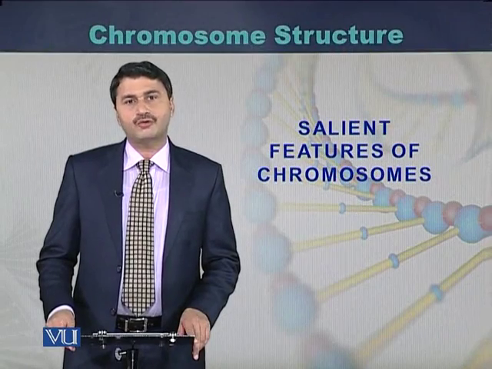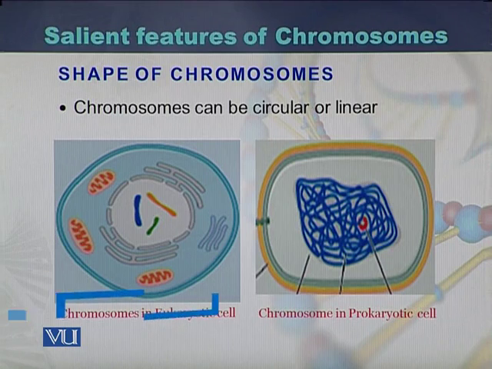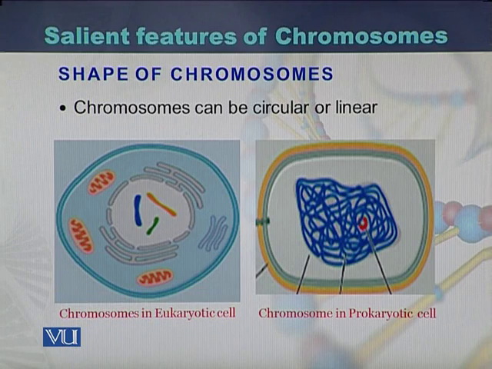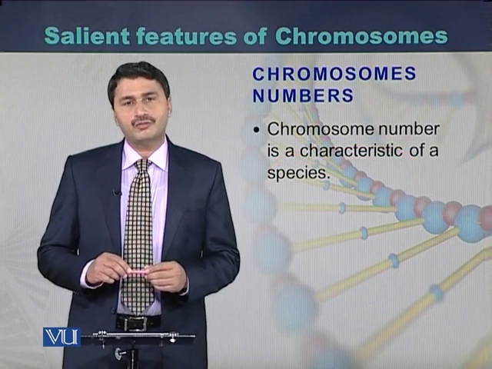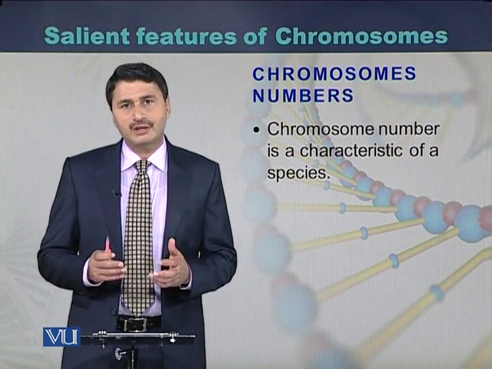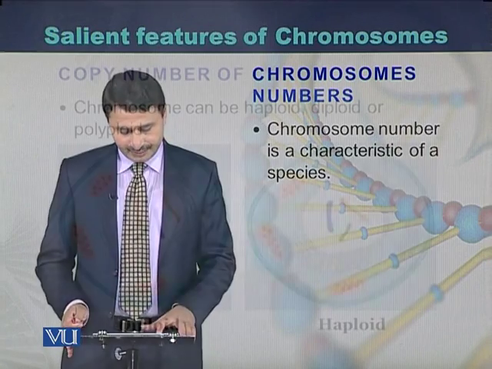Salient features of chromosomes. Chromosomes can be circular in shape and they can also be linear in shape. In the case of prokaryotic cells, chromosomes are circular in shape, while in the case of eukaryotic cells, chromosomes are linear in shape. The number of chromosomes is specific to the species. Based on the number of chromosomes, species can also be identified.